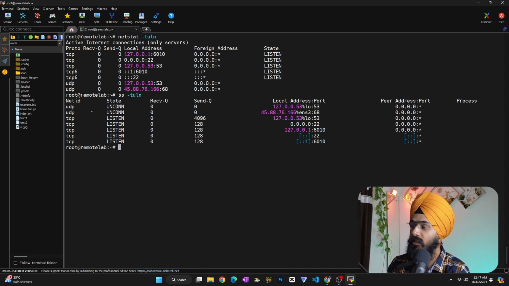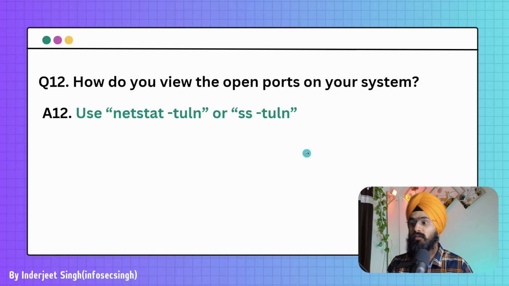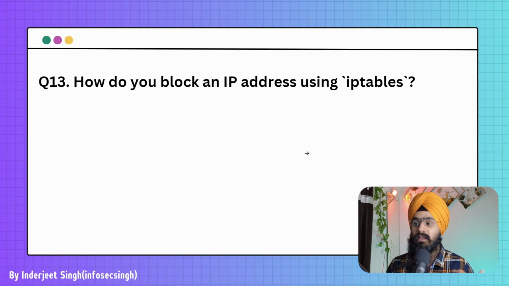This will also give the same result, but in a different format. You will see these are network TCP or UDP sockets, depending on that. And here are the ports, which are 22, 53, 64. These are all ports enabled. Okay, now let's see the next question.